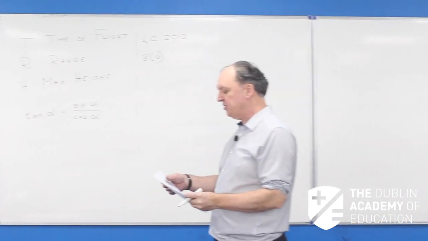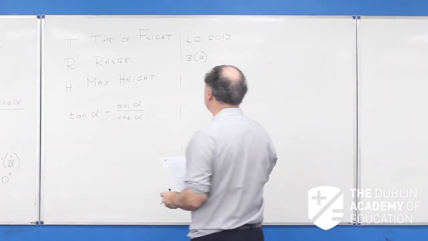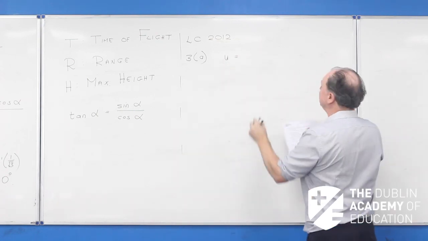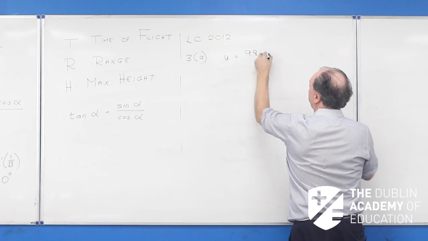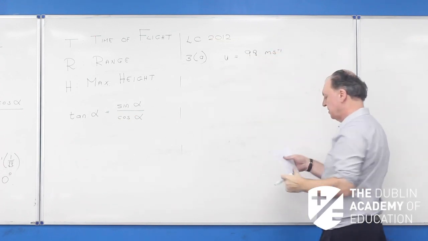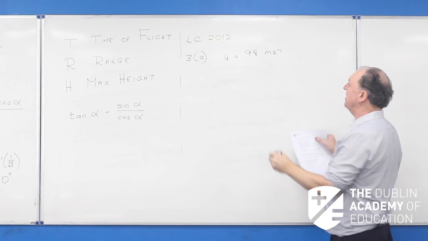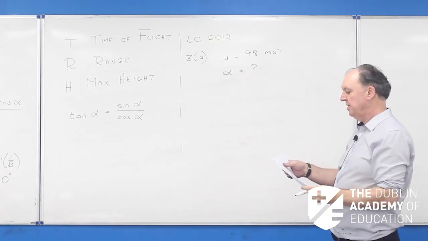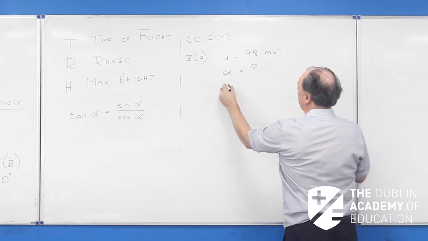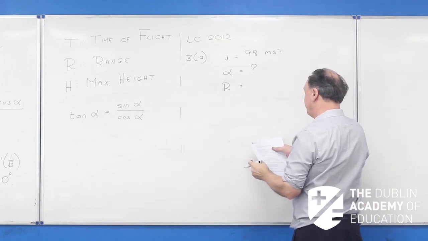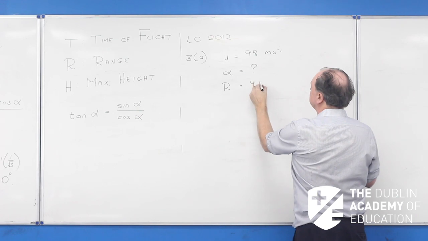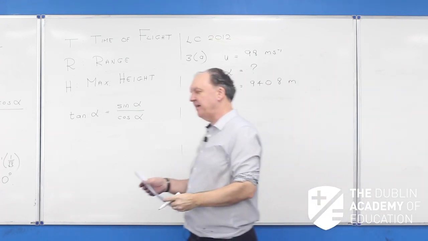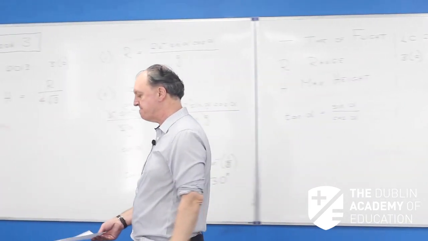So what information do I have? I have the initial speed u is equal to 98 meters per second. The angle is alpha. We don't know that. They're asking me to find it. The range, which is capital R, that's equal to 940.8 meters. Find two values of alpha.